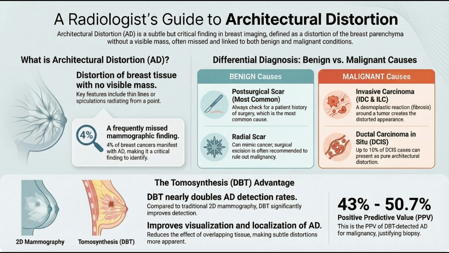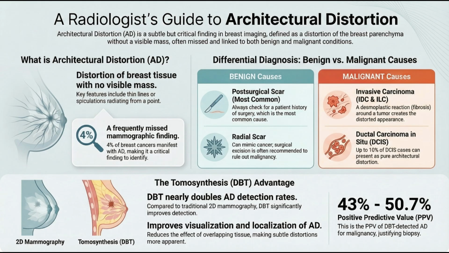Okay, so let's ground ourselves in the official lexicon. For anyone following the BI-RADS 5th edition, what is the precise formal definition of architectural distortion? The definition is actually very crisp and really essential. It's distortion of the breast parenchyma with no definite mass visible. No definite mass visible, so the focus is entirely on the structure. Yes, the architecture of the breast tissue itself, how it's being pulled or rearranged. It's not about the shape of a lump. It's about what's happening to the tissue around it.